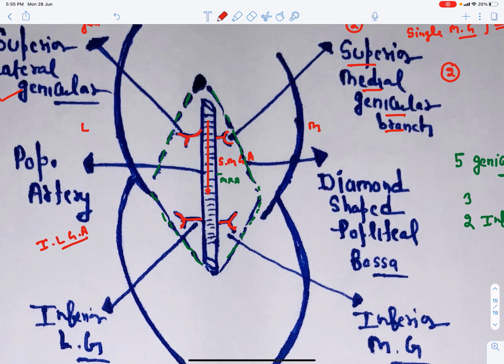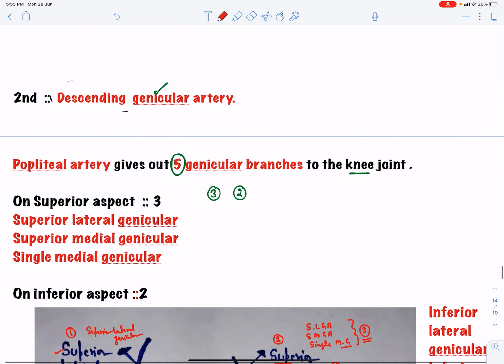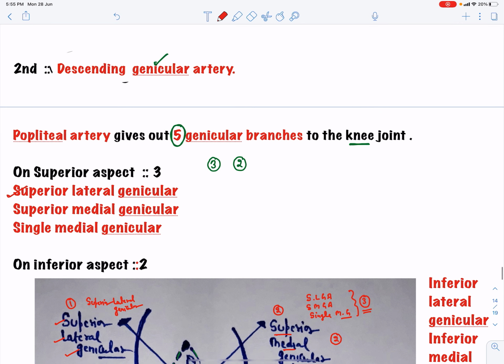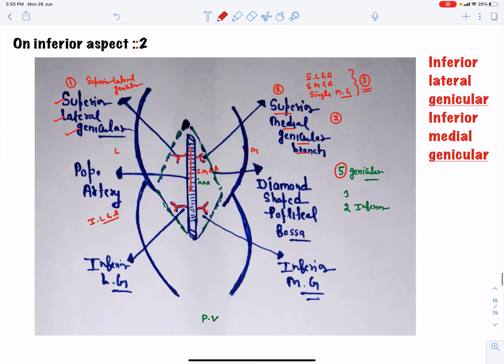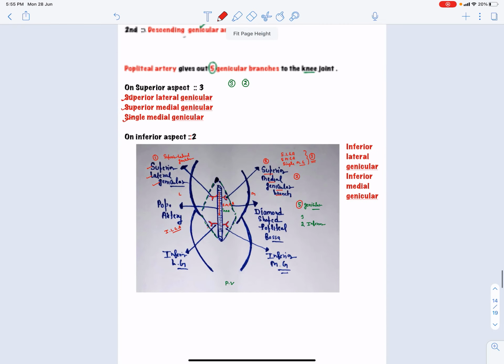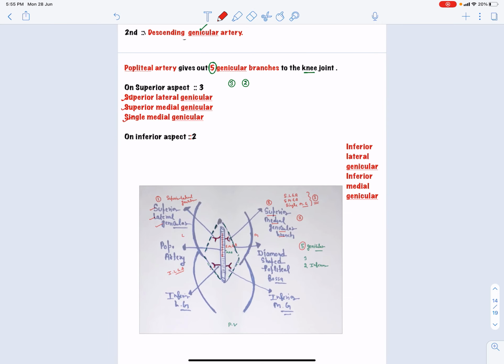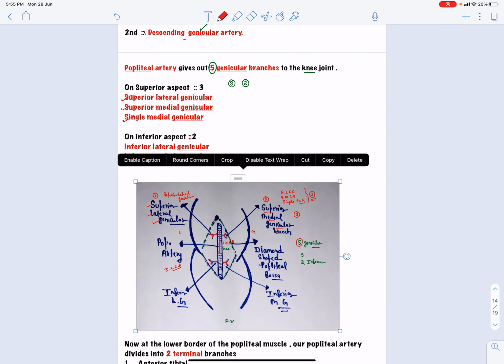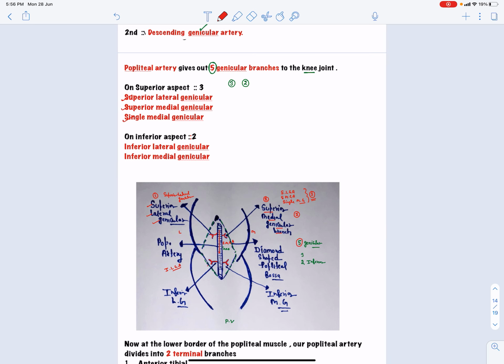The total, how many are there? 5 are there. So I mentioned the names here. The popliteal artery gives out 5 genicular branches: superior lateral genicular, superior medial genicular, single medial genicular. And on the inferior aspect, 2 are there: inferior lateral and inferior medial genicular artery. Is it clear now? These are the arteries which supply blood to our knee joint.